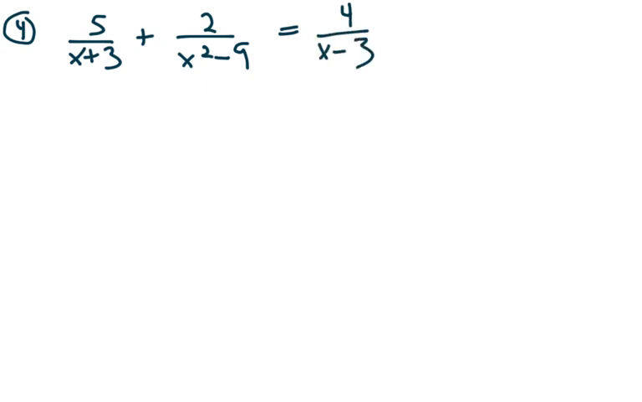So 5 over x plus 3 plus 2 over x squared minus 9 equals 4 over x minus 3. Nope, that should not be an equal sign there. There should be a plus sign. And remember, you always want to factor your denominator first before getting your LCD. So if you're at home, pause the video and try this one yourself.